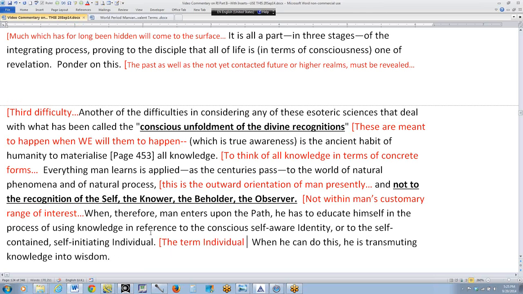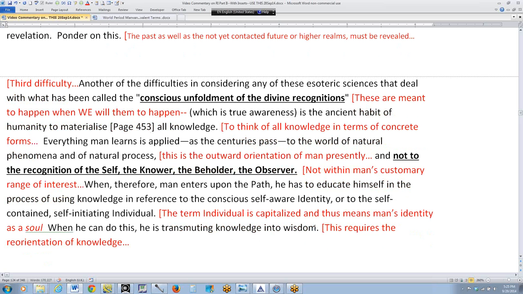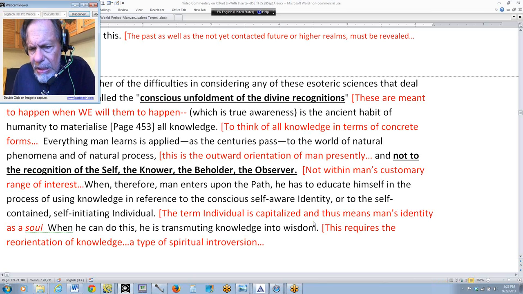The term Individual is capitalized and thus means man's identity as a soul. As a soul. When he can do this, he is transmuting knowledge into wisdom. So this requires the reorientation of knowledge and a type of spiritual introversion, not, as DK has sometimes told us, the morbid introversion of the self-concerned, almost self-obsessed aspirant, but a turning inward towards higher, more rapid fields of vibration with scientific interest, with objectivity, turning into the subjective worlds with objectivity, let's call it that.